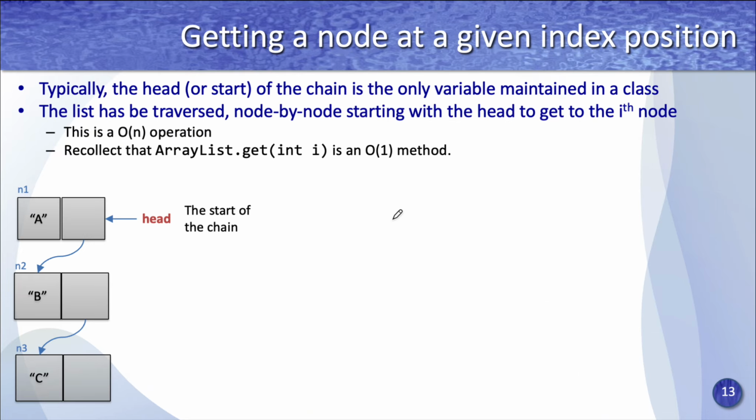Now let us look at the operation to get a node at a given index position. Recollect that when you say ArrayList.get of i, this is a big O of one method, right? Because directly you can get access from that array. However, the gotcha with linked lists is, in order to get that node, you have to traverse the list node by node, because the only link that we have is the head. So in order to get to C, you will have to start from head, go to A, then go to B, and only then can you get to the node that contains the value C, or the ith node in this case.